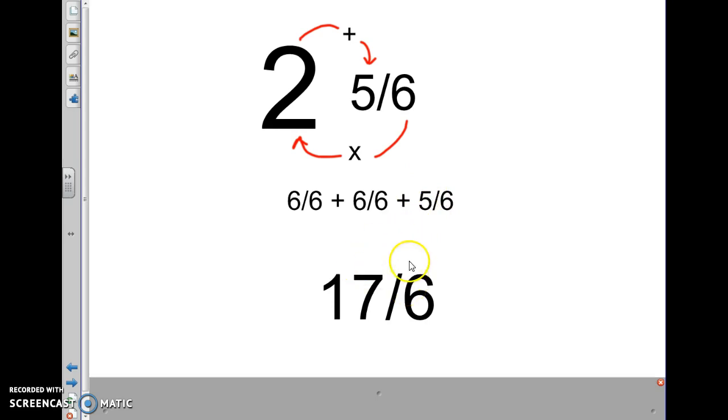All right, so that's how you convert improper fractions to mixed numbers and mixed numbers to improper fractions.